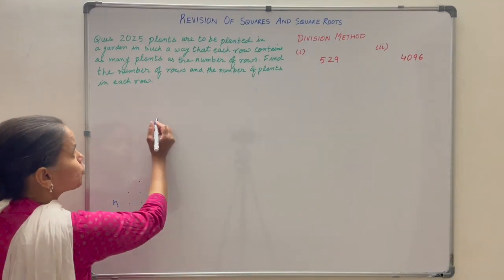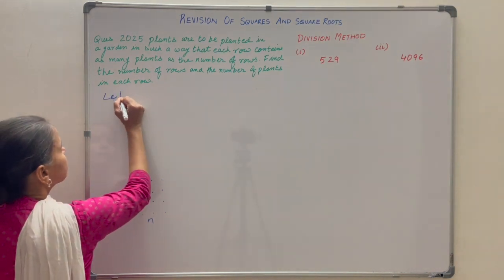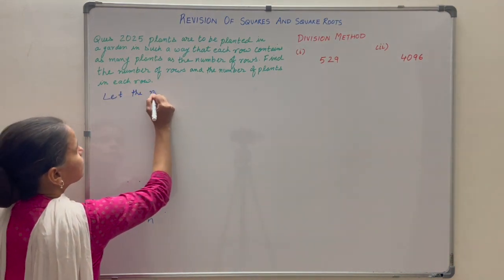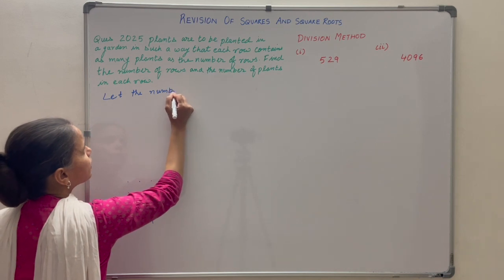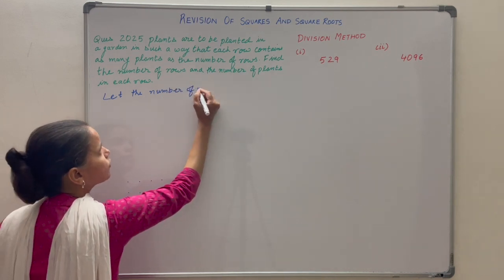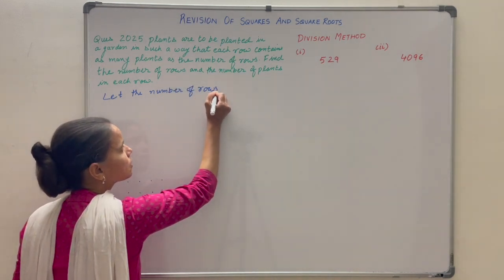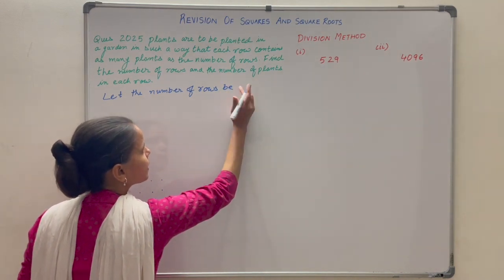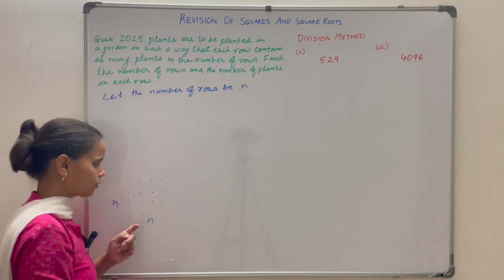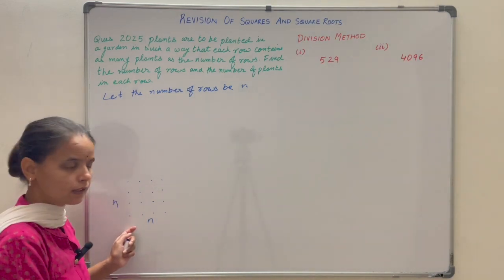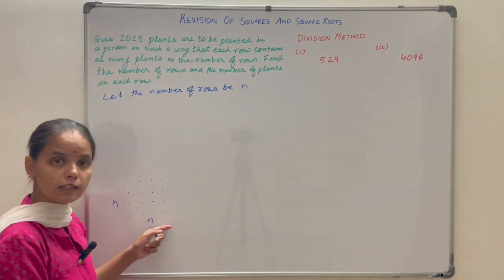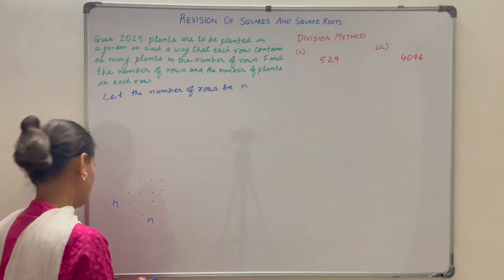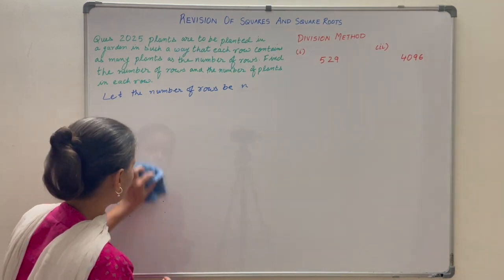So let us assume here, let the number of rows be n. So if the number of rows is n, the number of plants in each row is also n. That means let us now frame an equation here.